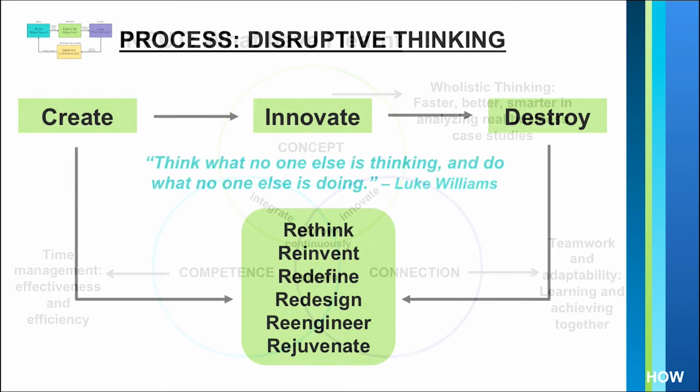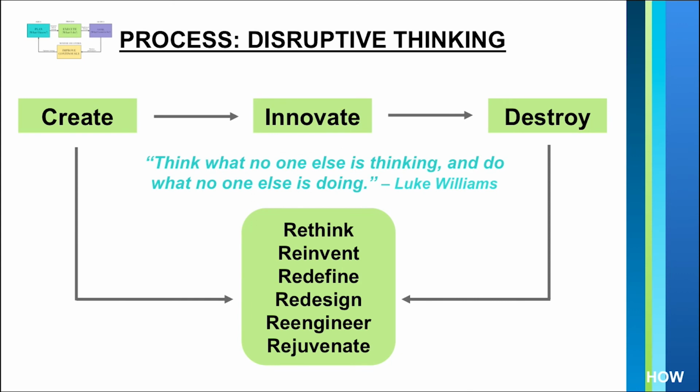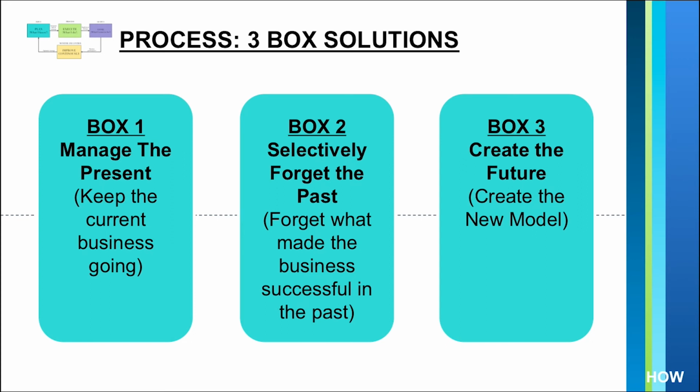For the process, I will have a disruptive thinking mindset, which requires me to create, innovate, and destroy by rethinking, reinventing, redefining, reengineering, and rejuvenating to stand out from others and achieve what I want. Also, I will apply the 3-box solution theory by Vijay Govindarajan. Basically, I will have to manage the present, selectively forget the past, and create my future.